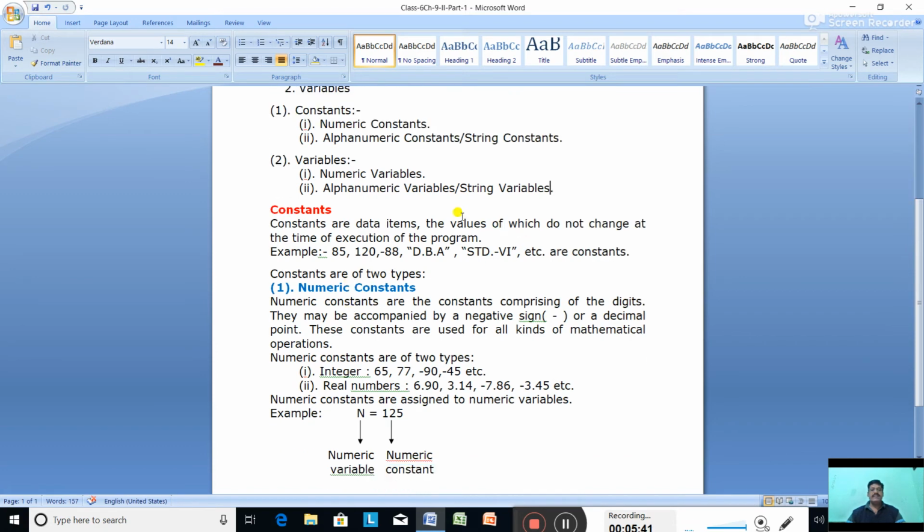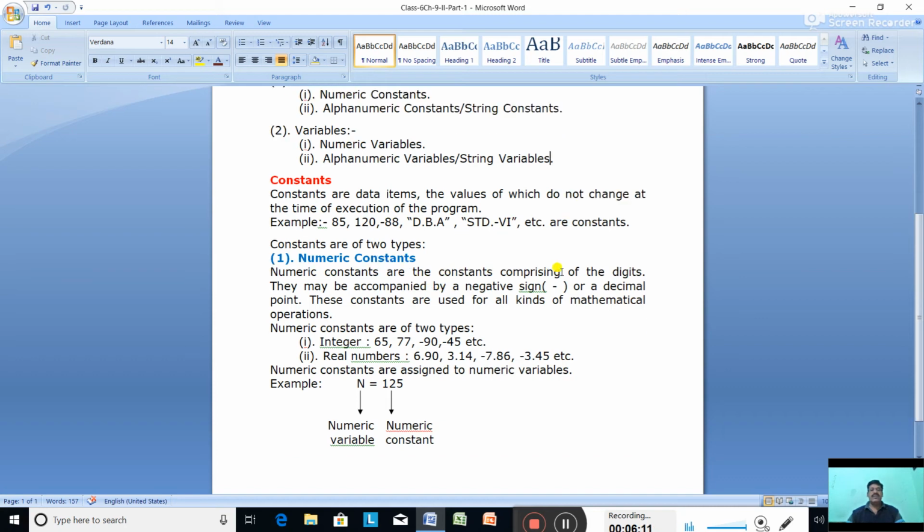Constants are data items, the values of which do not change at the time of execution of the program. Like 85, 120, minus 88. These are the numeric constants. DBA, standard 6. These are the string or alphanumeric constants. And its value never changes. Like 85 remains always 85. 120 remains always 120. DBA remains always DBA. Standard 6 remains always standard 6. So these are constants.